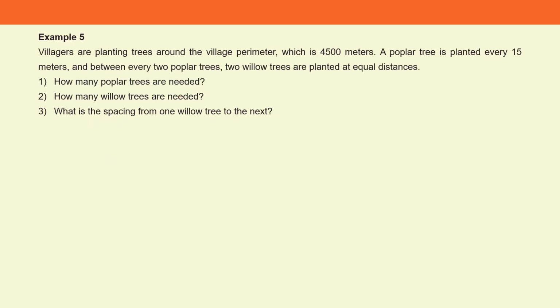Example 5. Villagers are planting trees around the village perimeter, which is 4,500 meters. A poplar tree is planted every 15 meters, and between every 2 poplar trees, 2 willow trees are planted at equal distances. Question 1. How many poplar trees are needed? Question 2. How many willow trees are needed? Question 3. What is the spacing from one willow tree to the next?